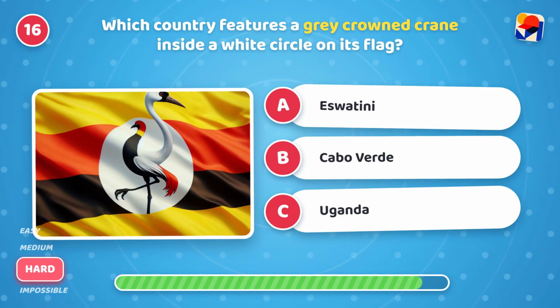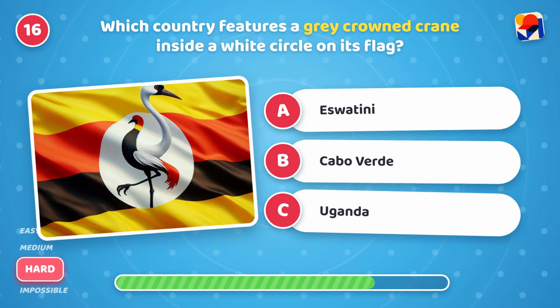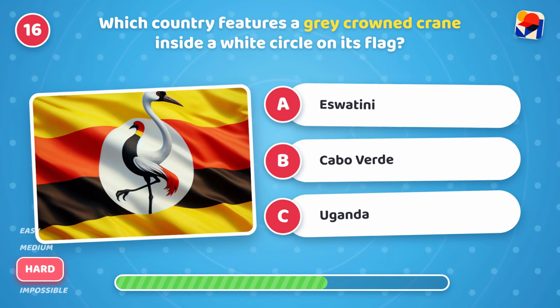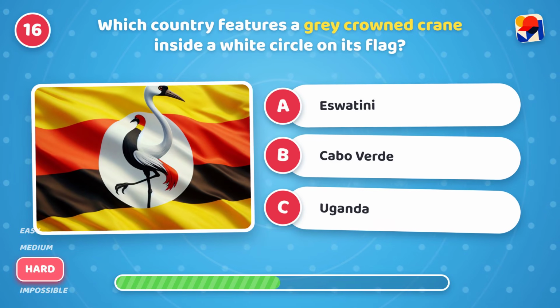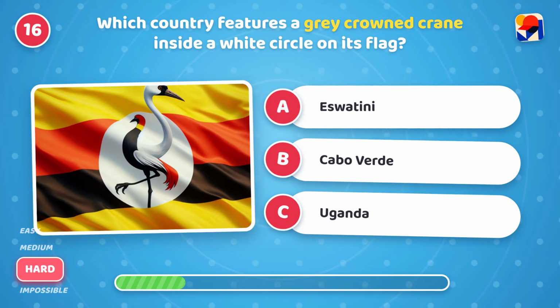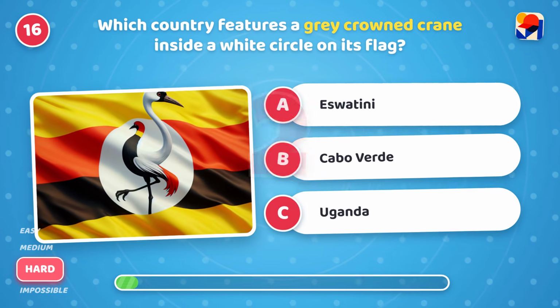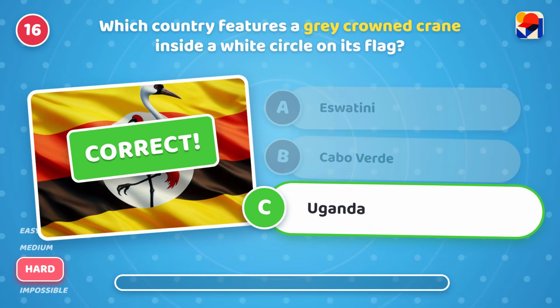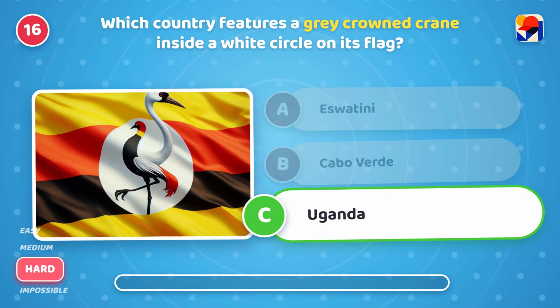Which country features a gray-crowned crane inside a white circle on its flag? Is it A, Eswatini, B, Cabo Verde, or C, Uganda? It's C, Uganda. The crane is their national bird.